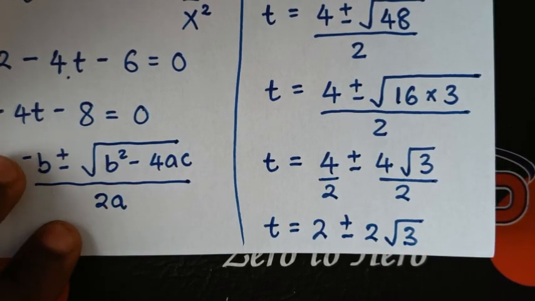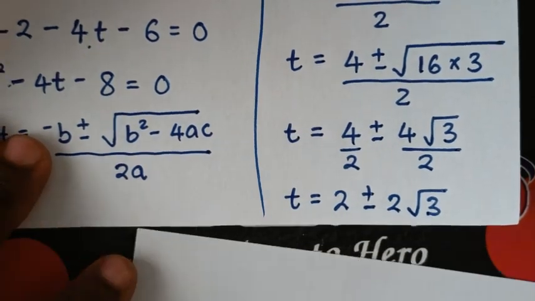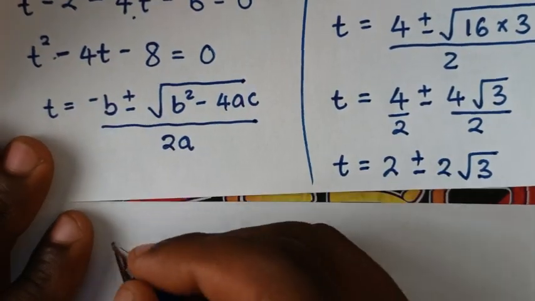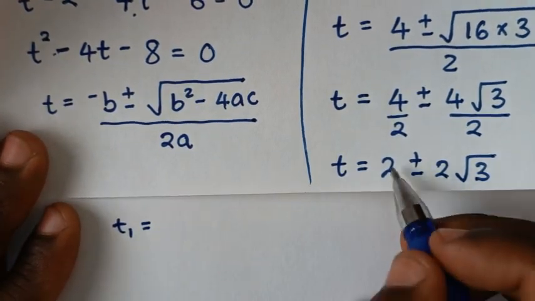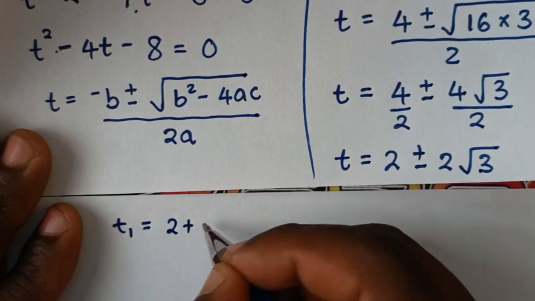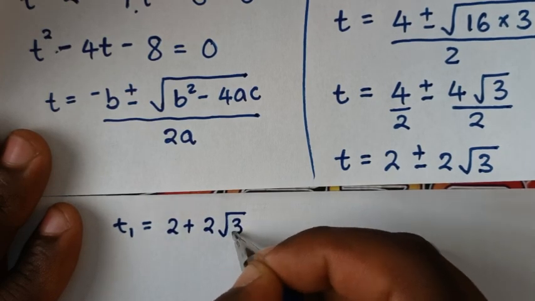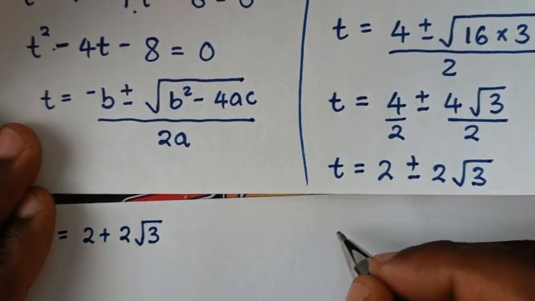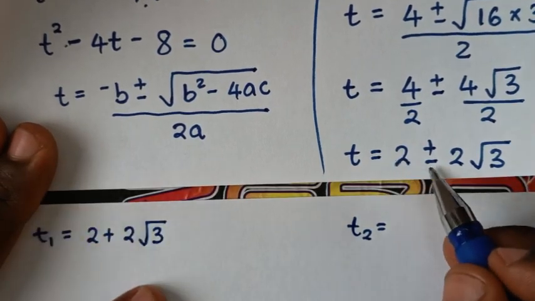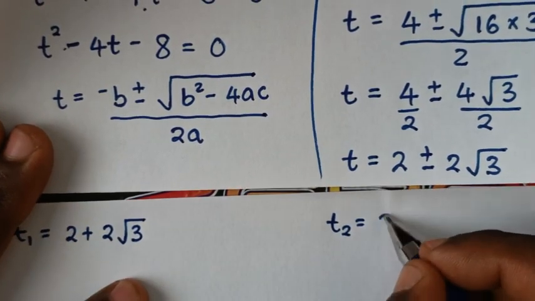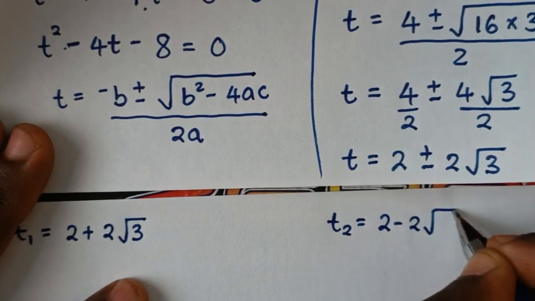Then in the next step, from here we have two values of t. The first value, we call t1, when it is positive, is 2 plus 2 square root of 3, and t2 is equal to 2 minus 2 square root of 3.